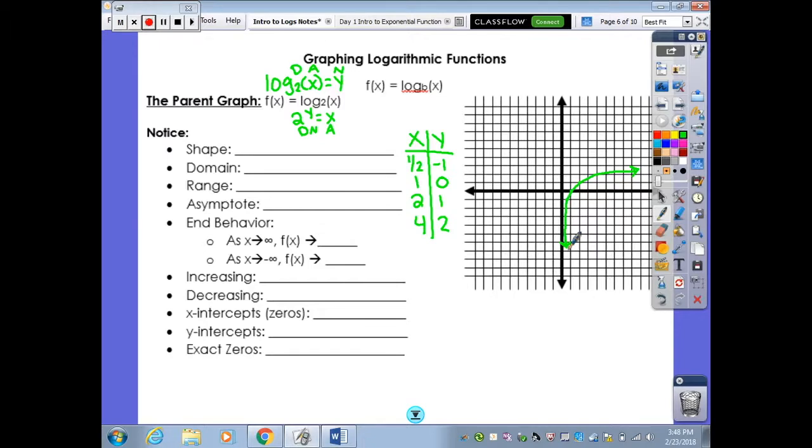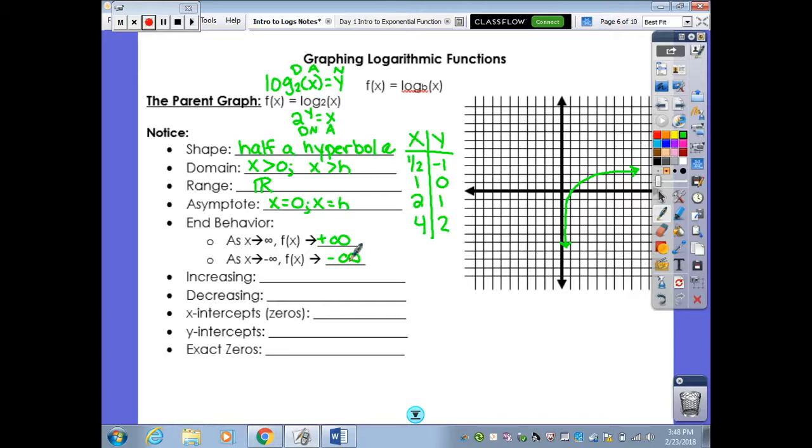And there's our log function. It looks a little bit like half a hyperbola. You could see that the domain is going to be x is greater than 0, or once we transform our function, it's going to be x is greater than h. Our range is going to be all real numbers, always. Our asymptote is x is equal to 0, or x is equal to h when we transform our function. Our end behavior, as x approaches infinity, f of x approaches positive infinity, and as x approaches negative infinity, f of x approaches negative infinity.